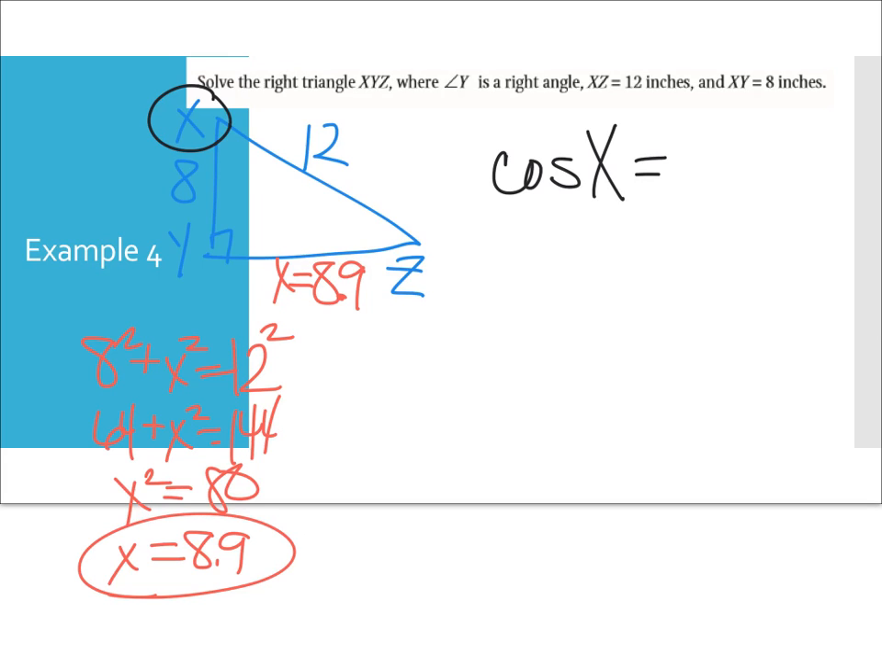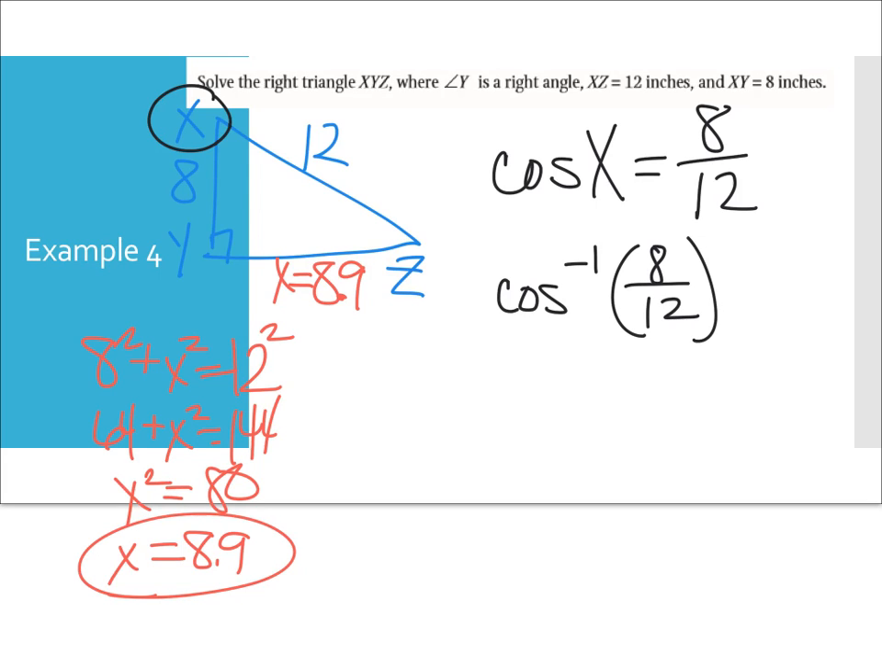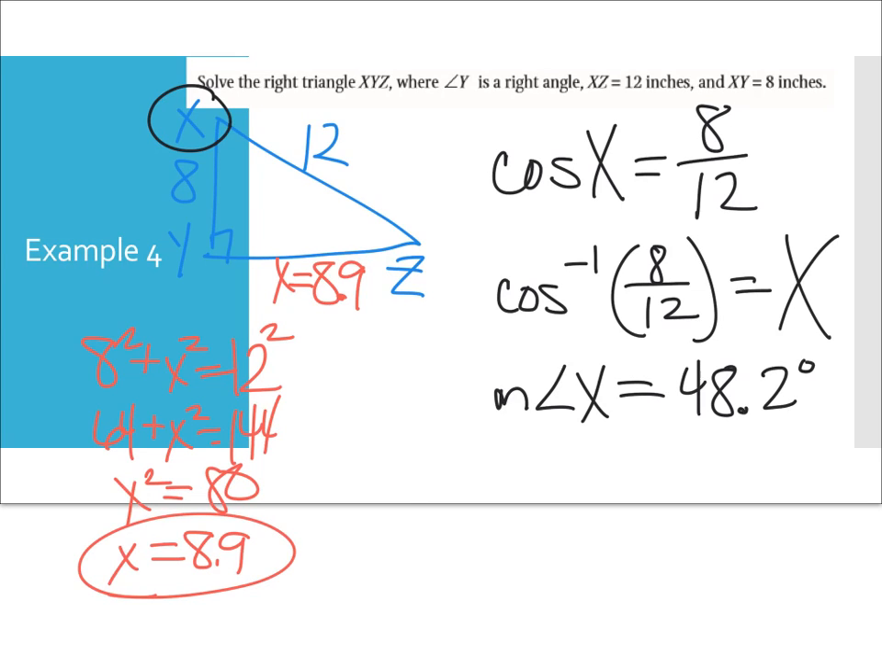Cosine of x is adjacent over hypotenuse. So for this picture, that's 8 over 12. So if I use my calculator and do the inverse cosine of 8 over 12, then that will spit out angle x. Go straight to your calculator, punch in inverse cosine of 8 divided by 12 and close your parentheses, and you'll come out with the measure of angle X to be, and I'm rounding to the tenths, 48.2 degrees.